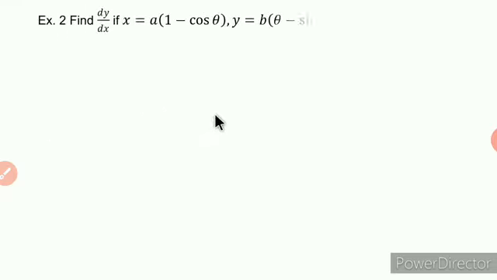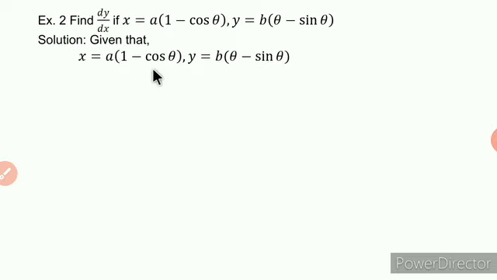Now example 2. Find dy by dx if x is equal to a multiplied by 1 minus cos theta, y is equal to b multiplied by theta minus sin theta. Here x and y both are parametric functions of theta. So in the solution, write the given: x is equal to a into 1 minus cos theta and y is equal to b multiplied by theta minus sin theta.